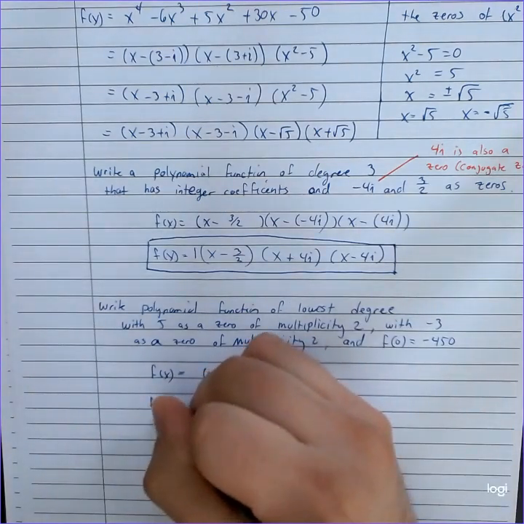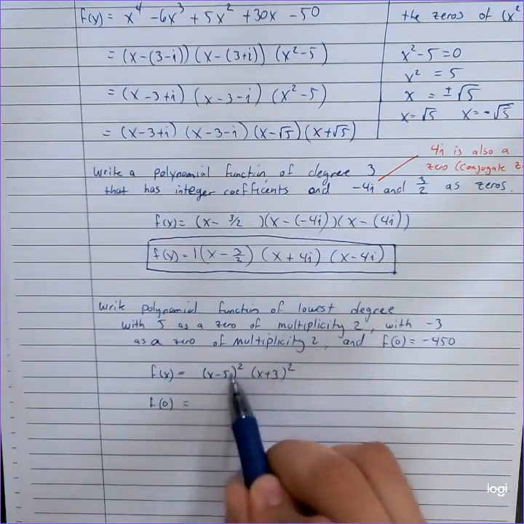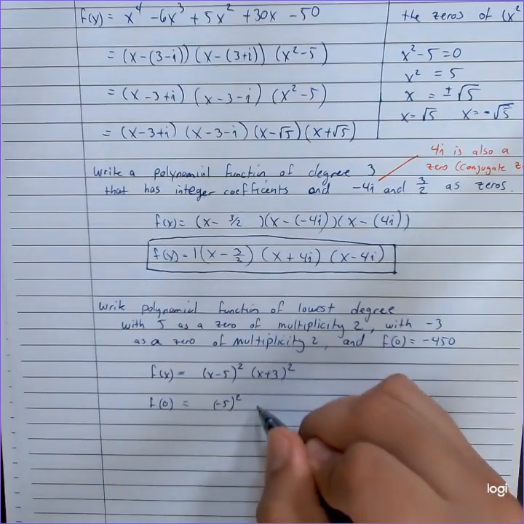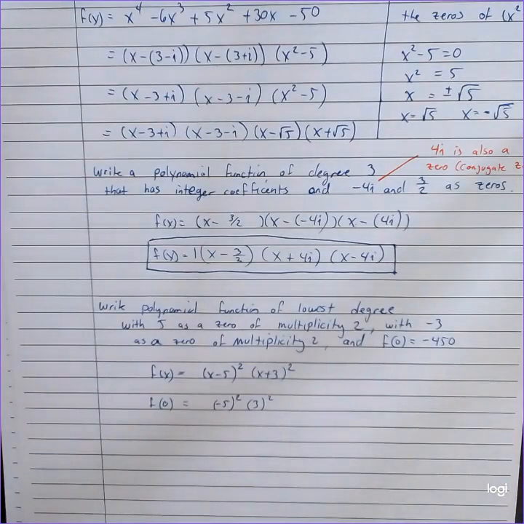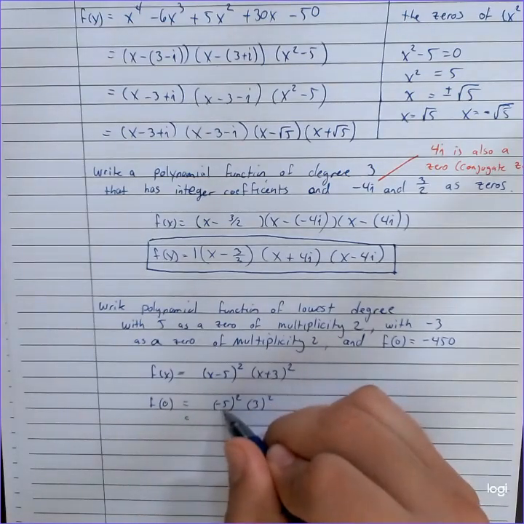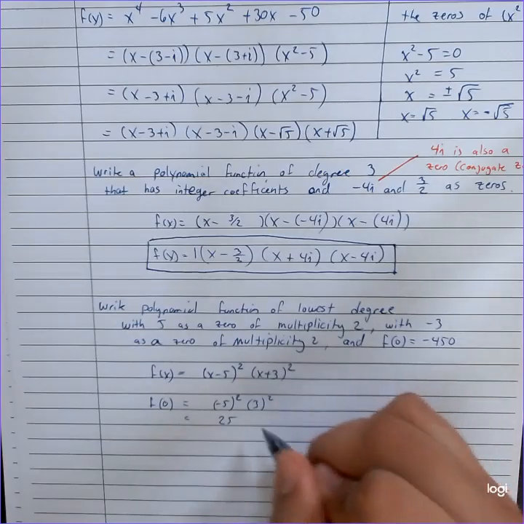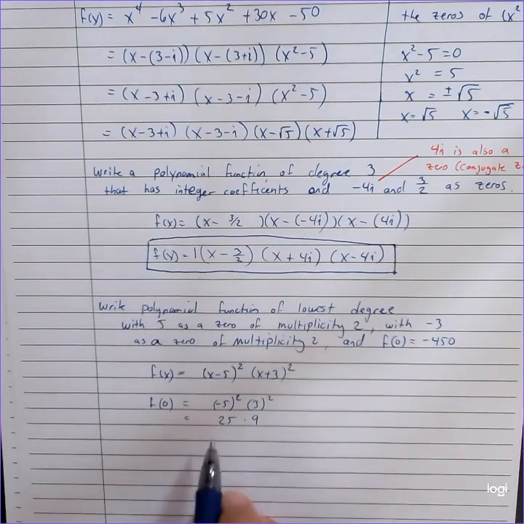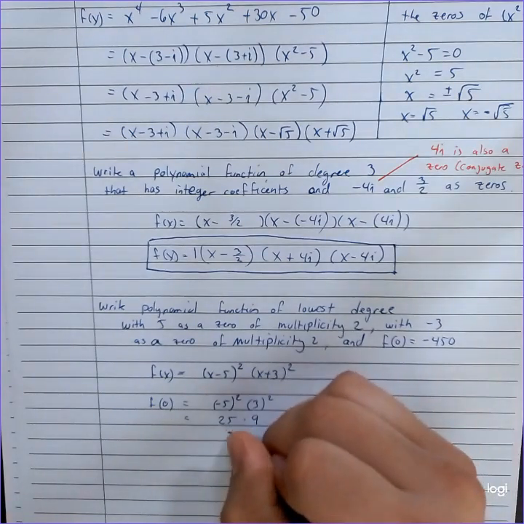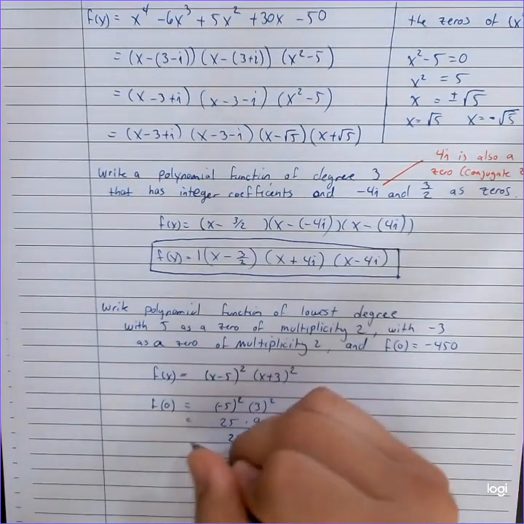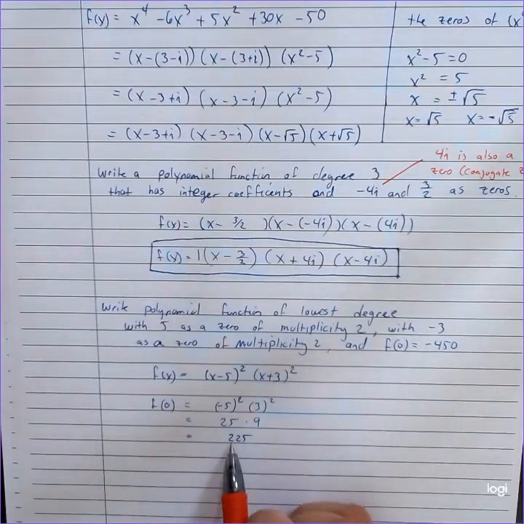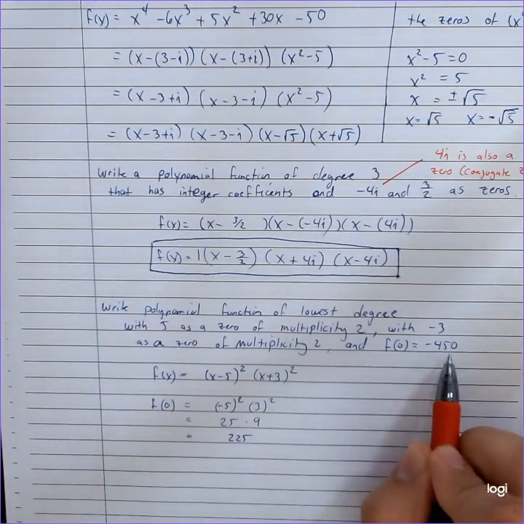If I try to plug in f of 0, well, let's see, that's going to be 0 minus 5. Well, that's negative 5 squared. And 0 plus 3, well, that's going to be 3, and that's also going to be squared. And that's going to give us, well, let's see, negative 5 squared is positive 25. And 3 squared, 3 times 3 is 9. And if I multiply 25 times 9, I get 225. Well, notice that's wrong, because I wasn't supposed to get positive 225. I was supposed to get negative 450.